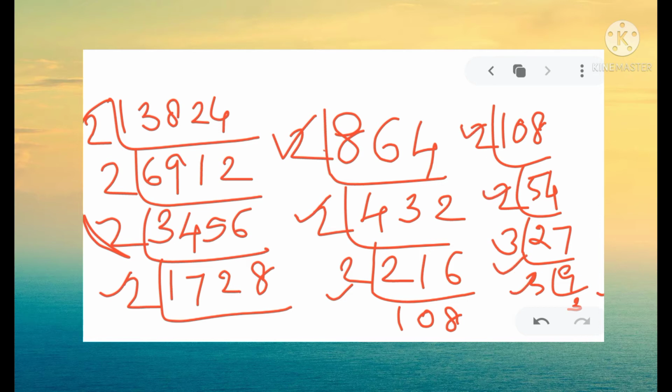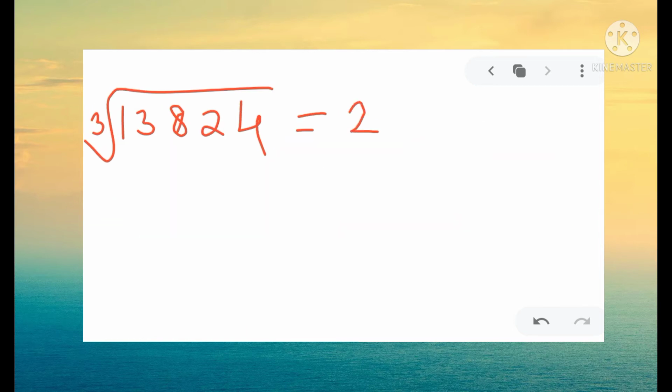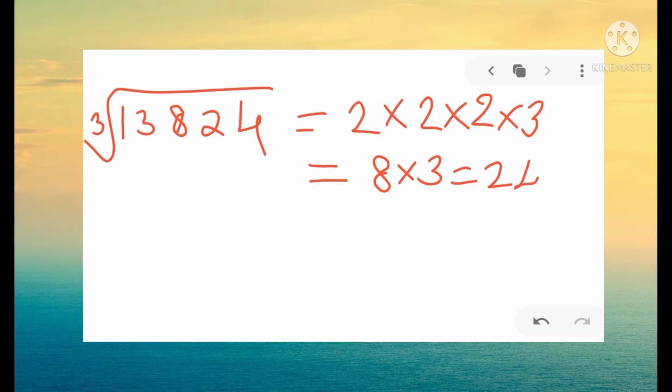That means 4 groups are there, 3 groups containing 3 2's and 1 group containing 3 3's. So we can write the cube root of 13,824 as 1 2 from the first group, 1 2 from the second group, 1 2 from the third group and 1 3 from the fourth group. So what is the answer? 8 into 3, 24. That is, the cube root of 13,824 is 24 itself.